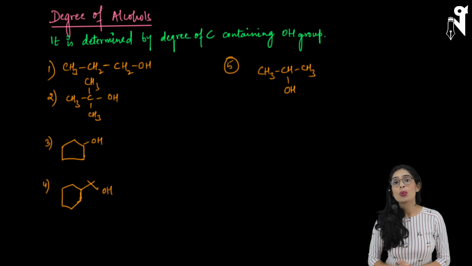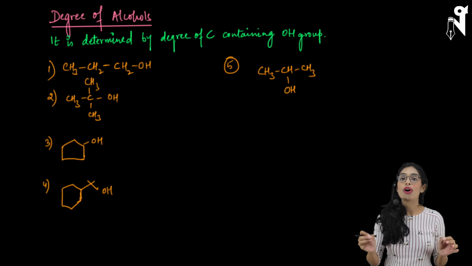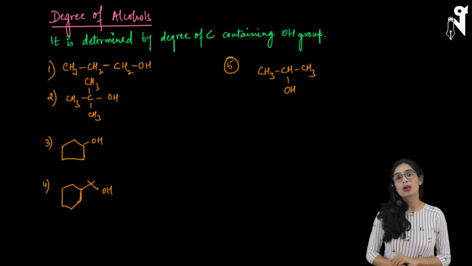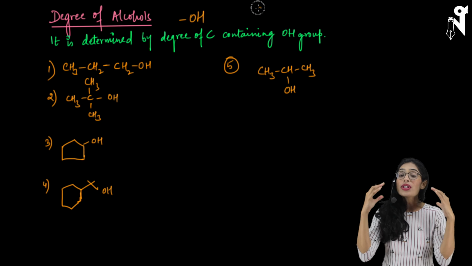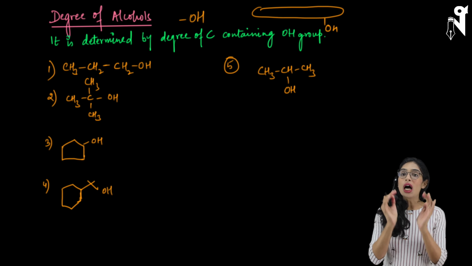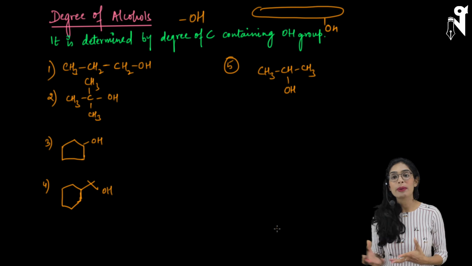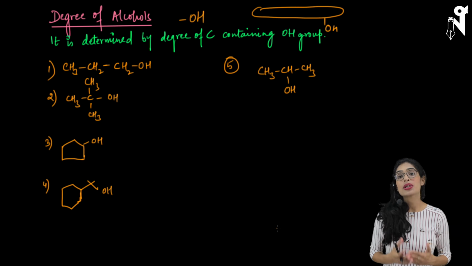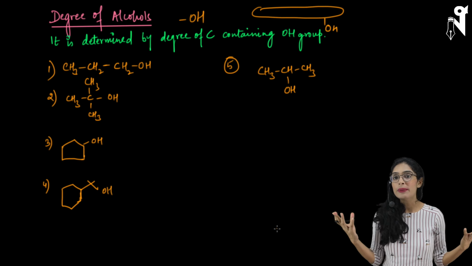Next comes the degree of alcohol, which is determined in exactly the same way as we have determined the degree of alkyl halides. What is the alcohol group? The OH group is called alcohol. So basically we have one whole chain where OH will be present somewhere. On which carbon this OH is present will decide the degree of alcohol. If the carbon on which the OH is present is a primary carbon, then the alcohol degree is going to be primary. If it is present on a secondary carbon, the alcohol degree is going to be secondary. And if the OH is present on a tertiary carbon, then the degree of alcohol is going to be tertiary.